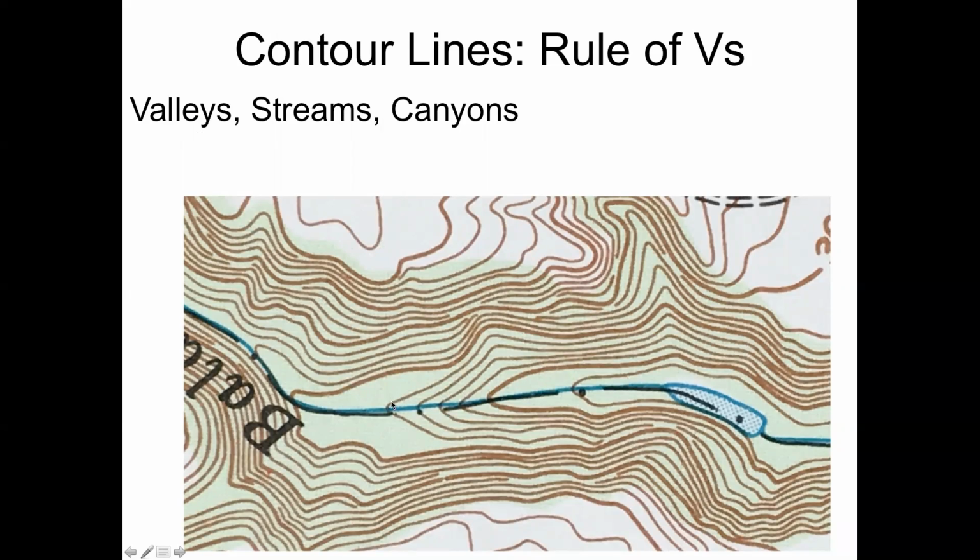And the shape that they make, that general sort of bent shape there, looks a lot like the letter V. So we call this the rule of V's. When we see these V shapes, these sharp bends of our contour lines, particularly around a water feature like a creek, that indicates that this is indeed a stream canyon or a valley feature. So we can look at our map, and when we see those V's, we have a sense of what the landscape looks like.